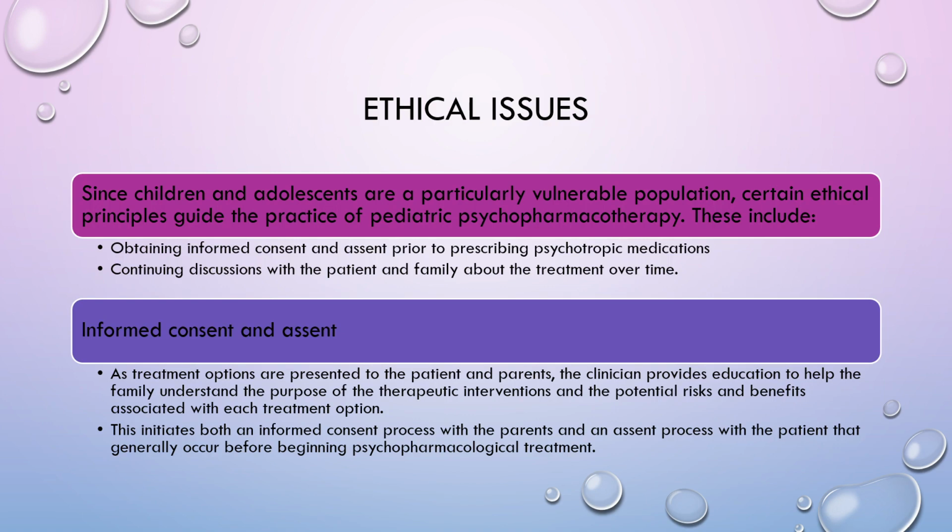Now, ethical issues. Since children and adolescents are particularly vulnerable, these are some different ethical principles to guide your practice, okay? You need to obtain informed consent and assent prior to prescribing psychotropic medications. Continue the discussion with patients and family. Let them know about the treatment over time. Maybe it's something just for a short period of time. Is it something they're going to have to be on for a long time? Was there just maybe an incident that happened and we had a removal of the family? There was potential abuse. We're now in a good family. Things are better. Could we possibly remove the medications? Informed consent and assent.